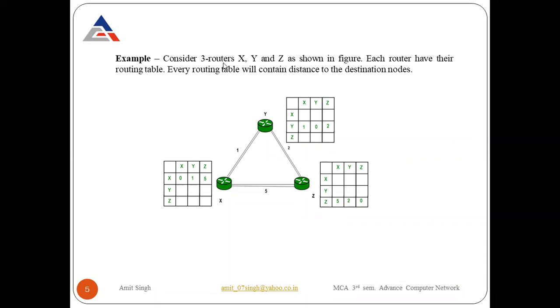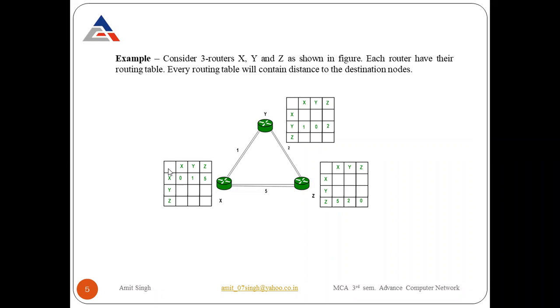In this, consider three routers X, Y, and Z as shown in the figure. Each router has its routing table. Every routing table will contain the distance to the destination nodes. Now we have the three routers. X is there, Y is there, Z is there. Now let's start from X.